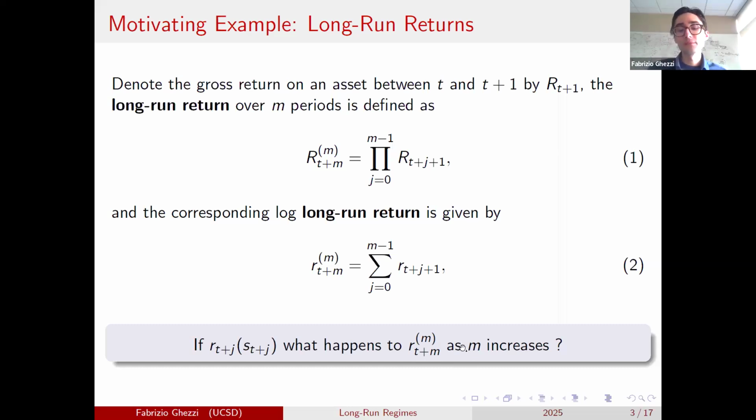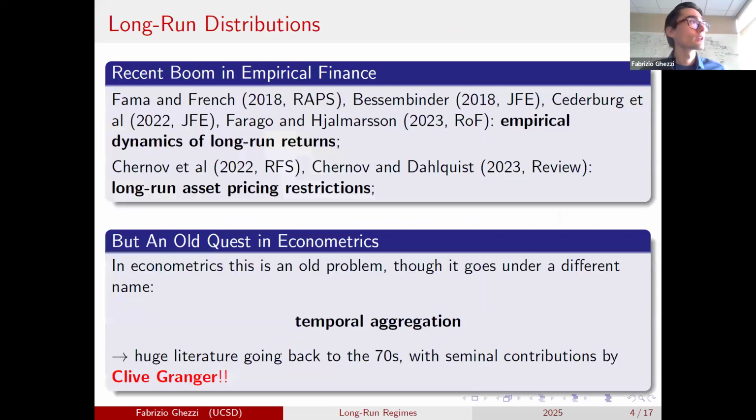So what we are studying is not just one fixed M, but it will be, let's say, as a function of M. So what happens as you accumulate returns over a scale of long horizon, long run events.